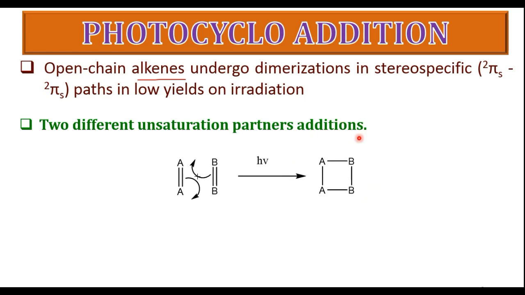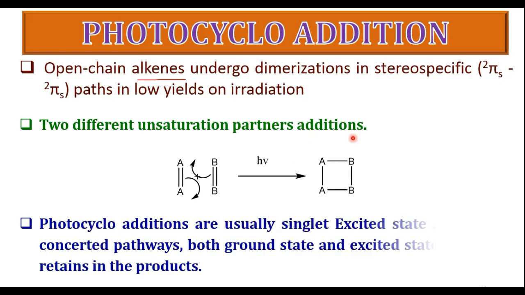So photocycloadditions are generally singlet excited state concerted reactions. In the product, the stereochemistry of the ground state partner and also the excited state partner is retained, because what kind of mode of addition is taking place? Supra. When a pi partner is involved in the suprafacial mode of addition, the stereochemistry of that partner is always retained in the product.